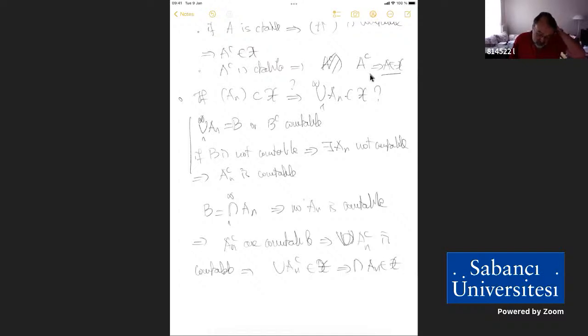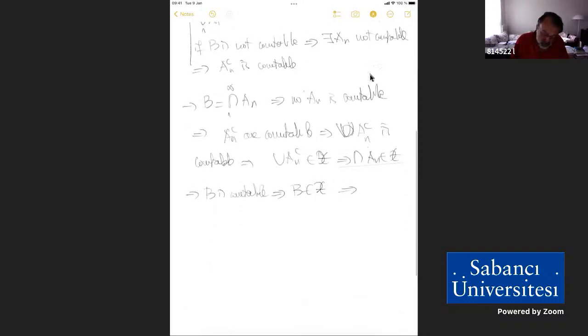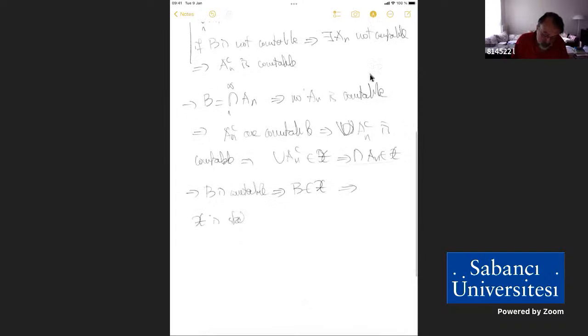So we have supposed that this thing is not countable. If B is countable, on the contrary, then there is nothing to prove because this is the definition of being an element of X. This implies that B is in X. Hence, X is also stable under countable intersection, hence also countable union by complementation. Okay, so when you are stuck with one thing, try to think about the other.